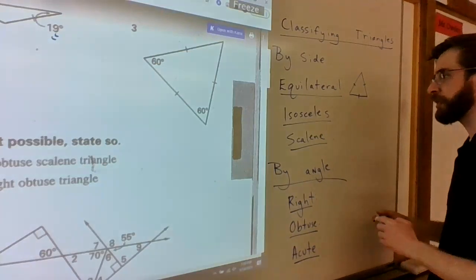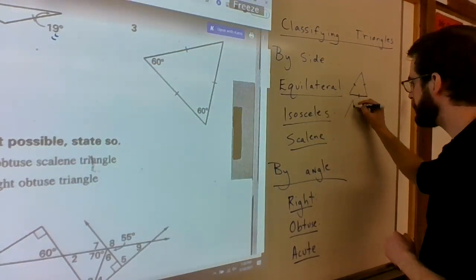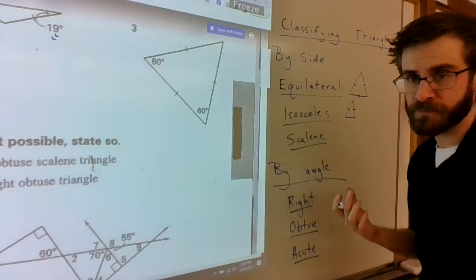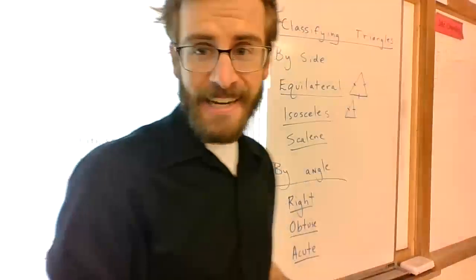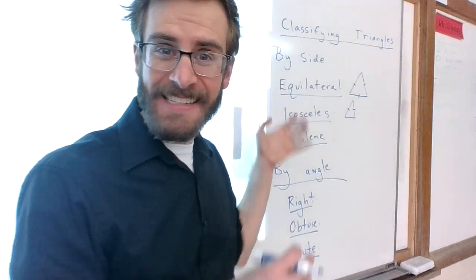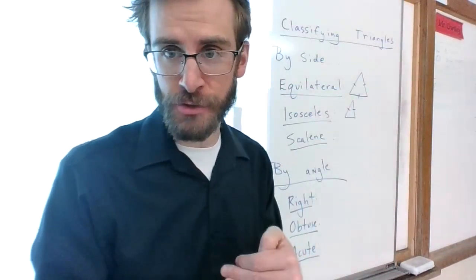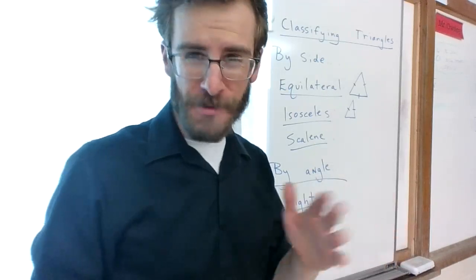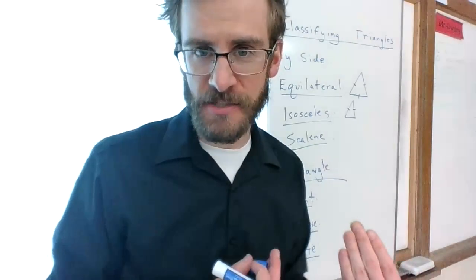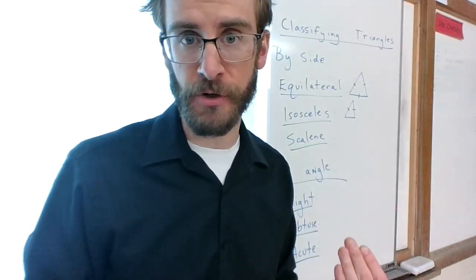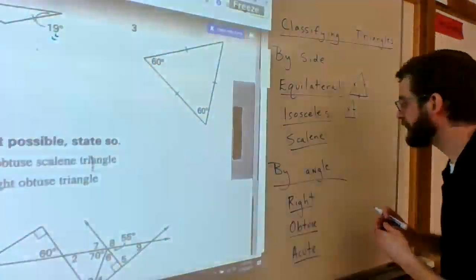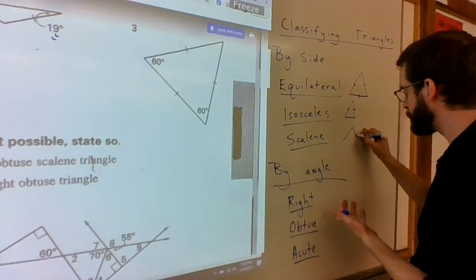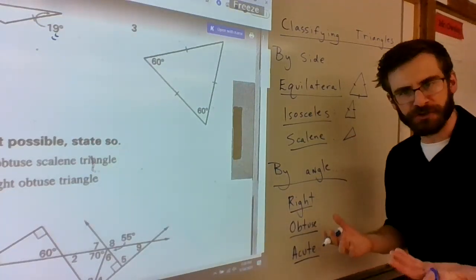An isosceles triangle means that two of the three sides are known to be congruent. So technically an equilateral triangle is a kind of isosceles triangle because two of its three sides are congruent. All right, so think of the word "at least." At least two of the three sides are congruent for isosceles. Okay? And then scalene, that's where you've got a triangle in which none of the sides are congruent.